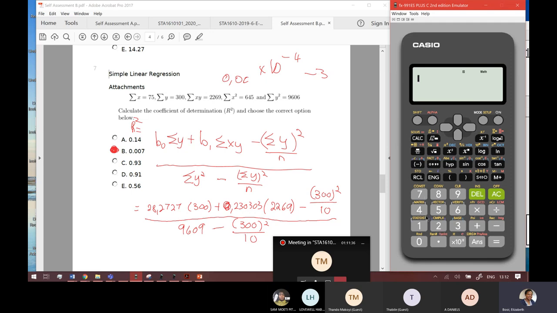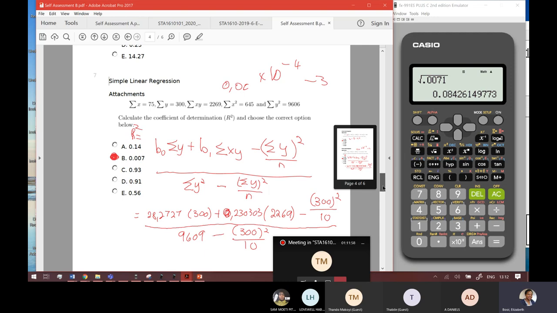My answer is no longer there. You can take the square root of the answer you have, which was 0.0071 and some odd number. I'm just going to use those four digits, and that will give you your coefficient of correlation.